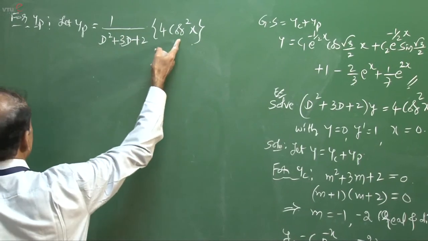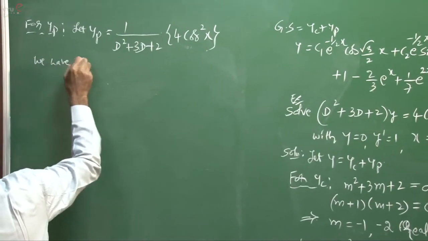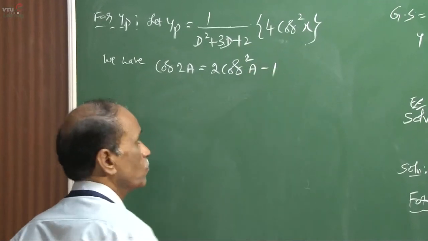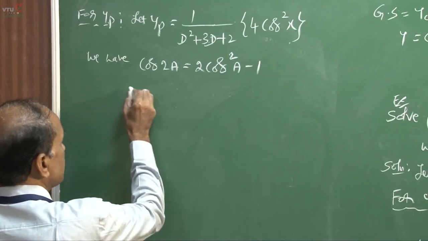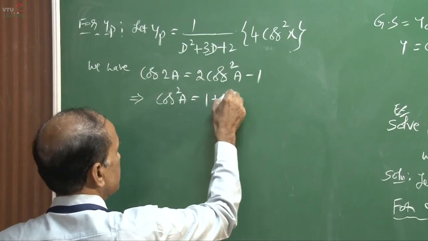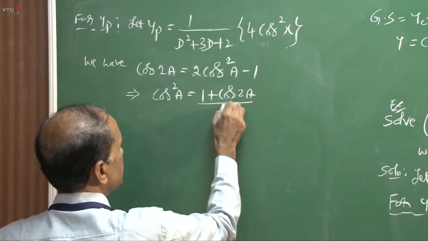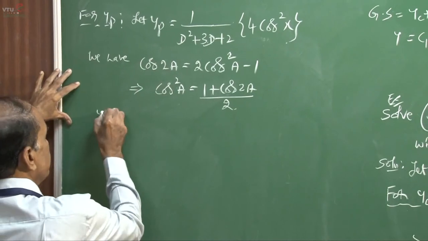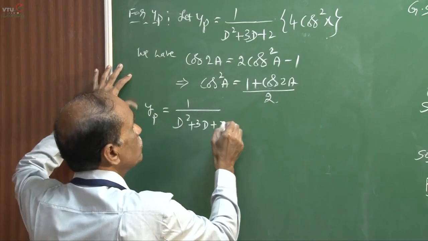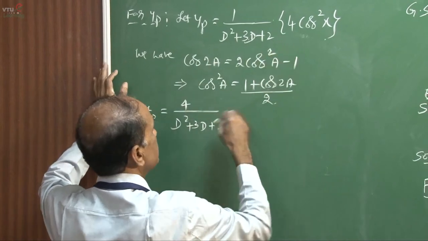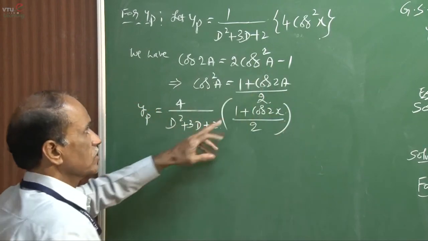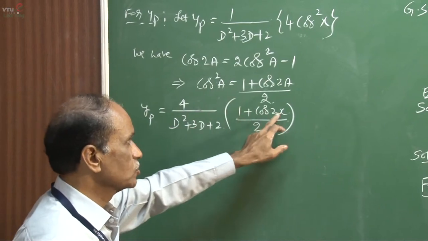Therefore, we use the cos 2a formula. What is that equation? Cos 2a is equal to 2 cos square a minus 1. We want only cos square a, so cos square a can be written as, shifting this 1 to the other side, 1 plus cos 2a, and this coefficient will come to the denominator. So we can replace yp, that is equal to 1 divided by d square plus 3d plus 2, and then 4 also you can take outside, but here 1 plus cos 2x divided by 2, in place of cos square a, meaning x, that is 1 plus cos 2x divided by 2.